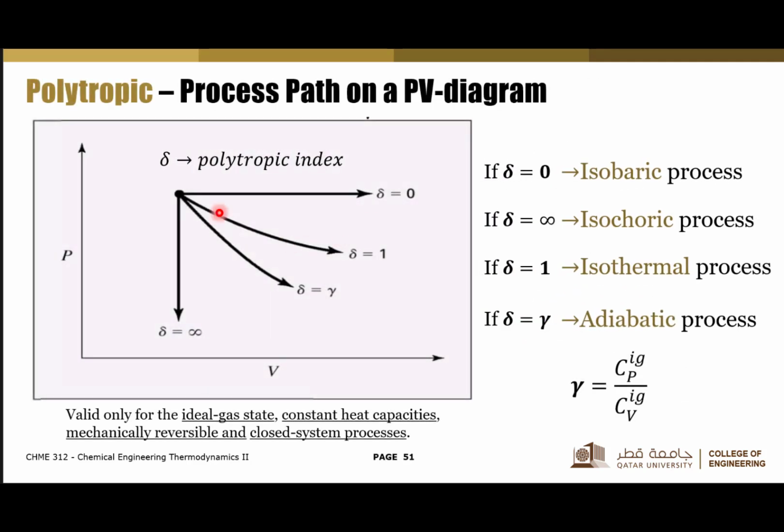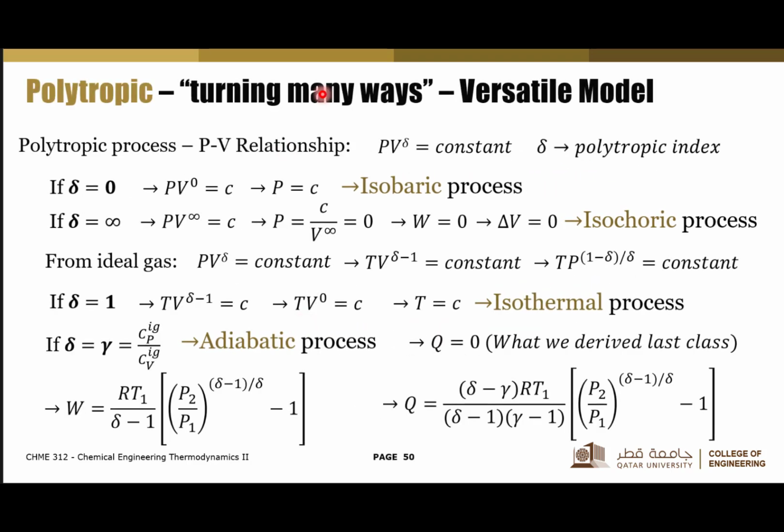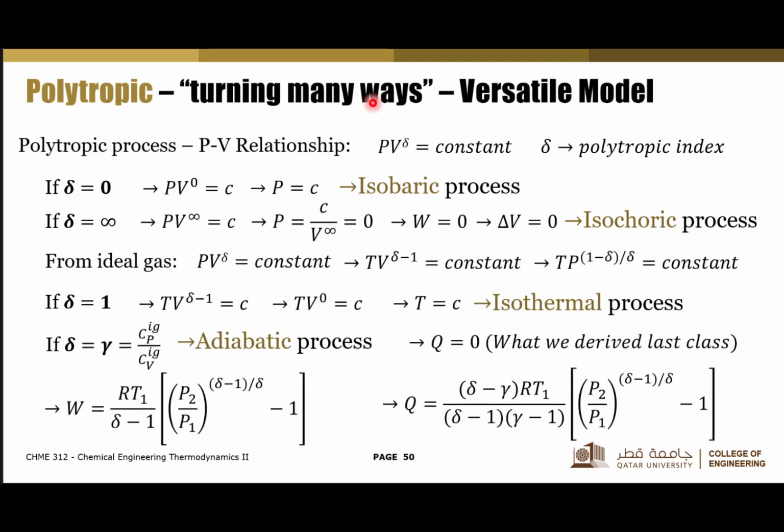And on this slide, we see a plot where we have pressure versus volume, and we can see each one of these cases specifically. Turning many ways. You can have many different processes, right? Each one of these is an example. But they're all represented by this PV to the delta, and delta is a value depending on the process type.